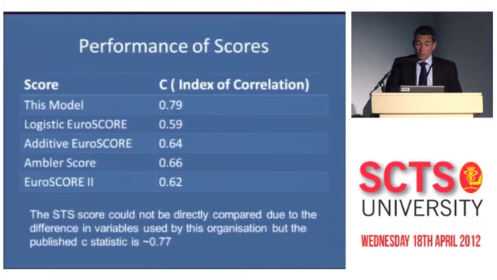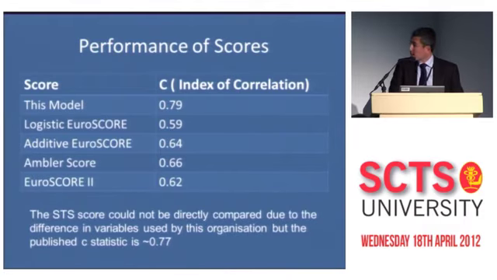So what we ended up with is actually a slightly better score than even the STS score, based on a European data set. We ended up with a C statistic for this model of 0.79, compared to the logistic Euroscore of 0.59, additive of 0.64, and Ambler of 0.66. Interestingly, when we recently redid this analysis on the newly produced EuroSCORE II, we can see that EuroSCORE II actually performs worse than the additive Euroscore on this set of aortic valve replacements. So certainly, when we're considering high-risk patients for surgical aortic valve replacement, EuroSCORE II would seem to be a retrograde step in terms of risk prediction for this group of patients.